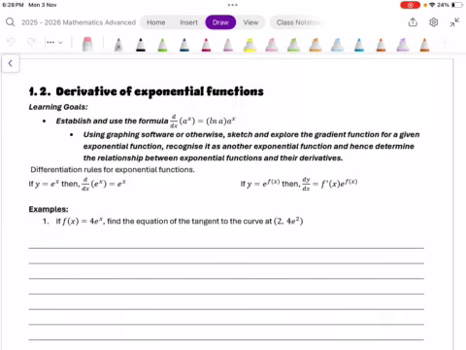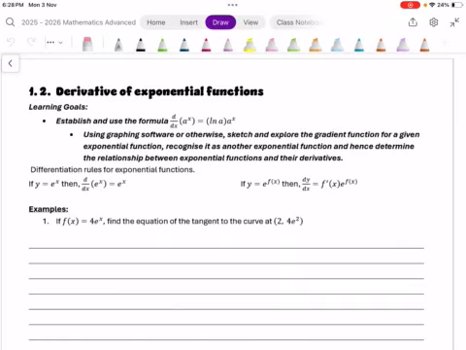Year 12. Today what we're looking at is derivative of exponential functions. So our learning goals are to establish and use the formula, the derivative of a to the power of x is equal to ln a times a to the power of x. We're also going to review how to differentiate exponential functions that we learnt last year.